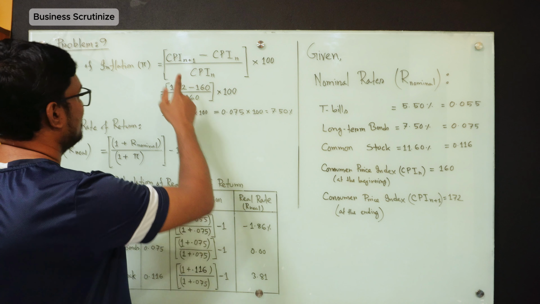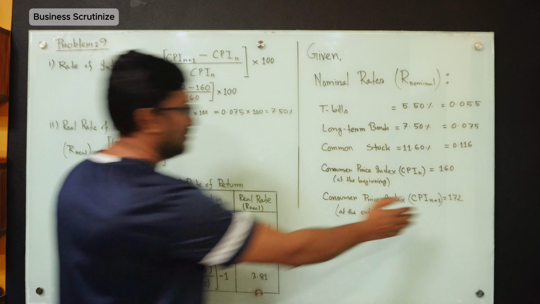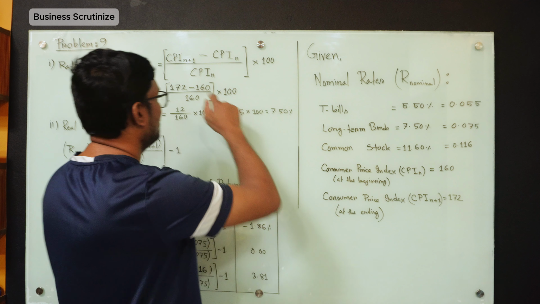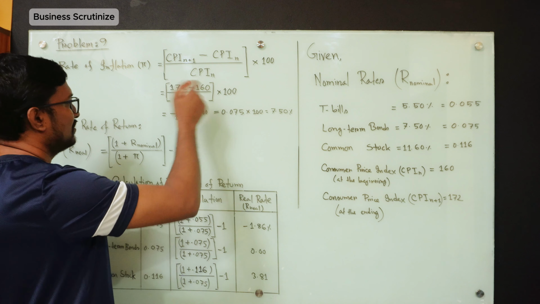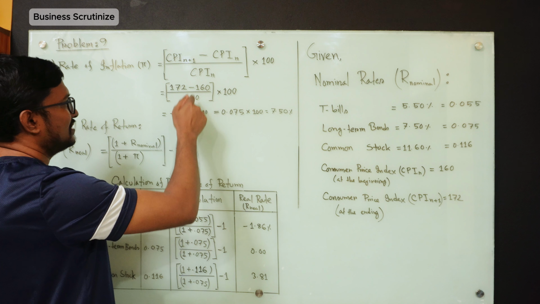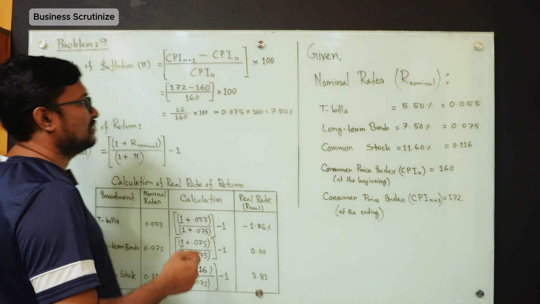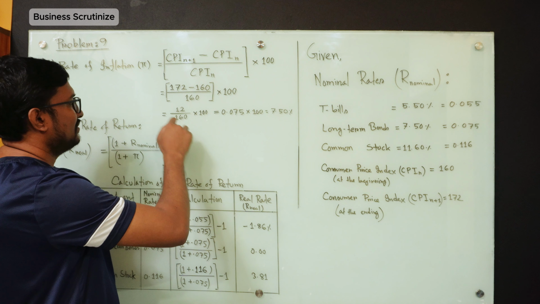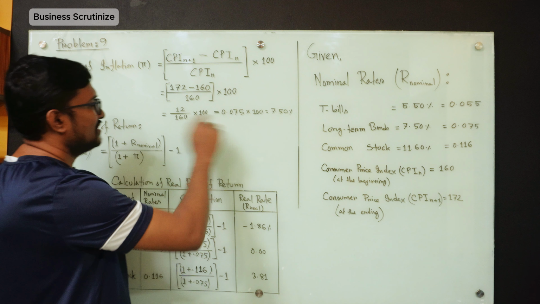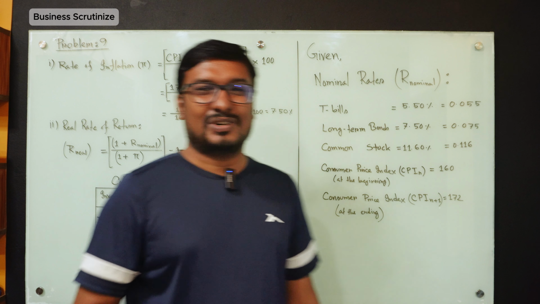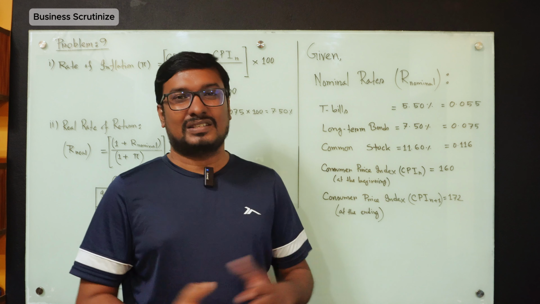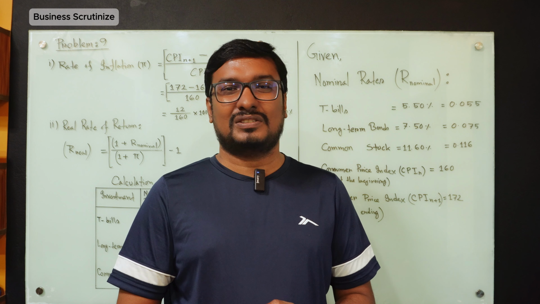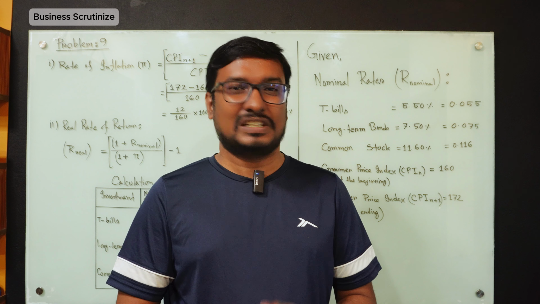We have CPI_n+1 as 172, and CPI_n we have 160, so we input here and consider the divisor as 160, which is CPI_n. If we subtract in the numerator, we will have 12 by 160, which means 0.075 or 7.5% as the rate of inflation. This rate of inflation we have to consider to measure the next requirement, the real rate of return.